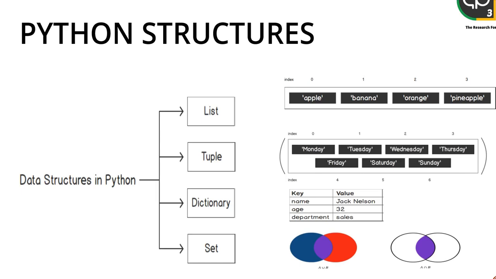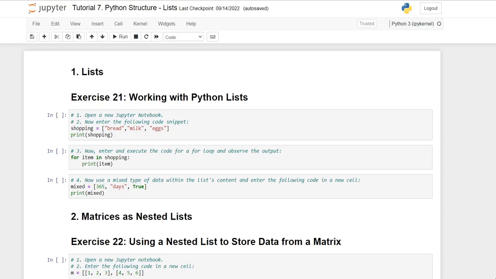There are four types of data structures in Python: list, tuple, dictionary, and sets. And dear friends, today we are just going to discuss the list. You will learn about the first type of data structure in Python, that is the list.